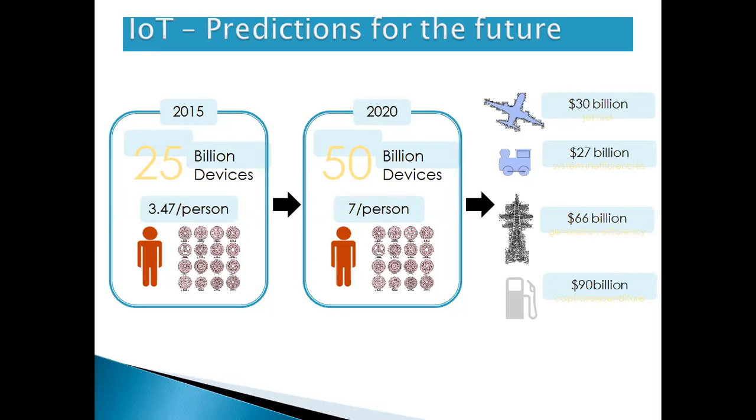But still in the world, a lot of countries have the concept of a smart home, smart city, smart industry, smart college, smart hospitals, smart roads, and everything. Many of the things are getting smarter.